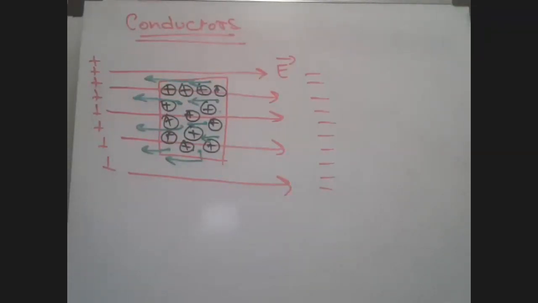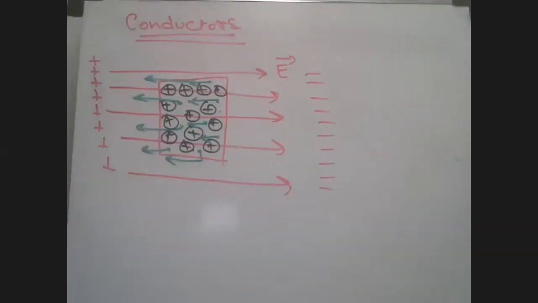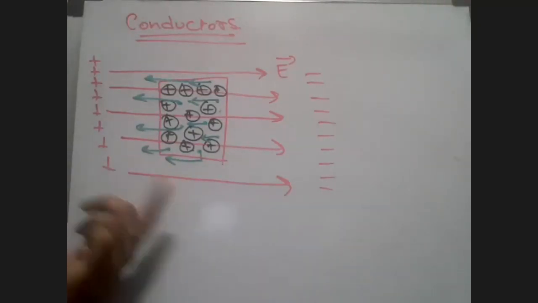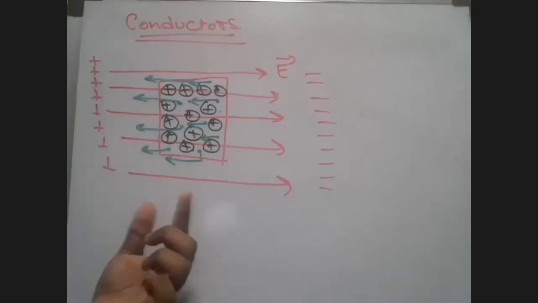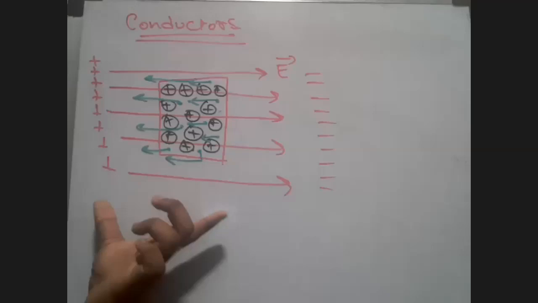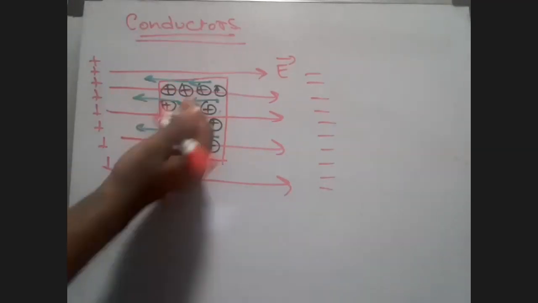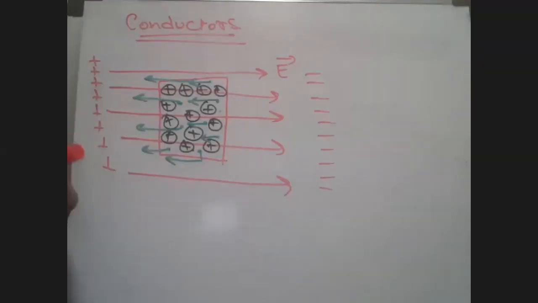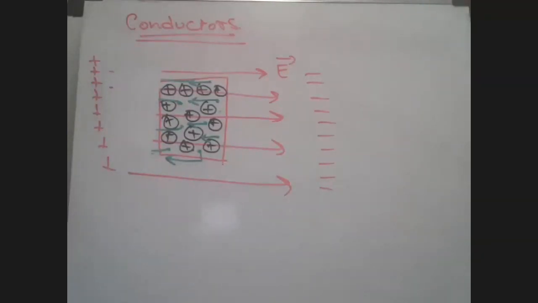In a conductor there are many electrons, and these electrons go towards a direction which is opposite to the electric field intensity. So ultimately, if all the electrons come towards the left side, what is going to happen? We are going to develop a negative charge on the left side of the conductor.